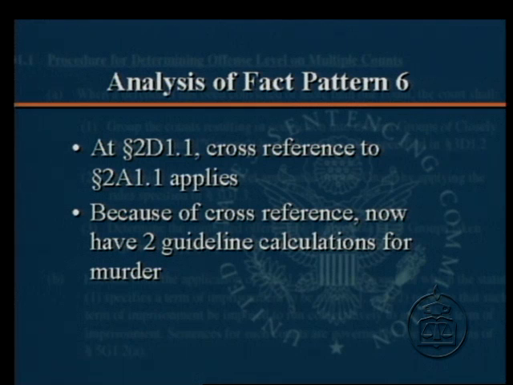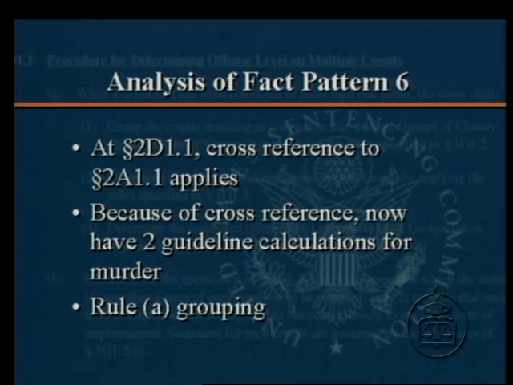Because of the cross-reference, and the fact that the victim in the murder count is the same victim, this innocent bystander that was killed during the drug distribution count, and the basis of that cross-reference, we now have 2 counts of murder. That's going to be, if you will recall, a Rule A grouping. Same victim and the same act. That's right.